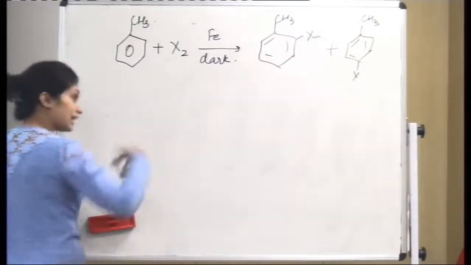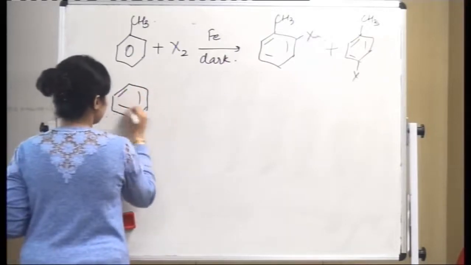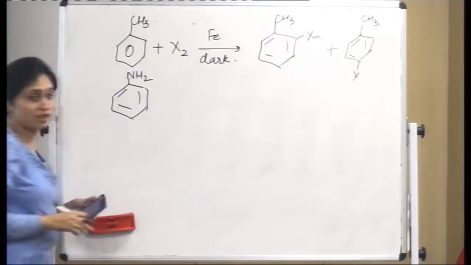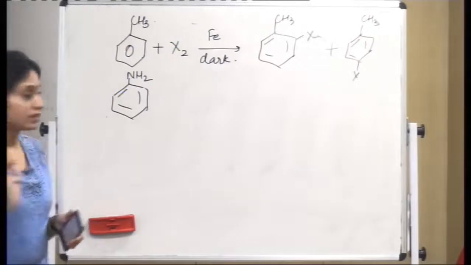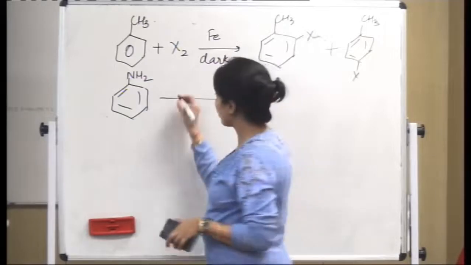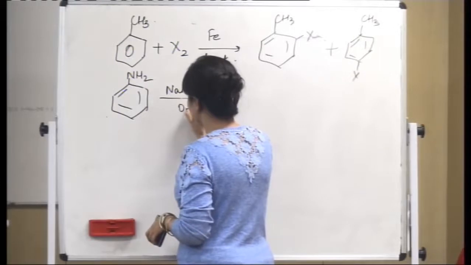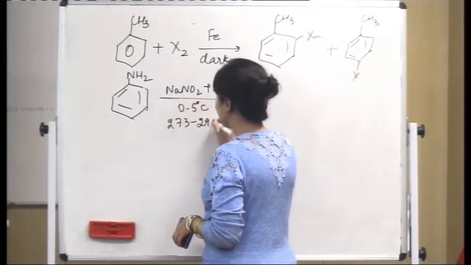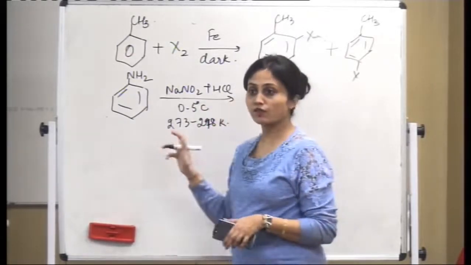Now if I want a haloarene directly, then in that case, the best method of preparation is from aniline. What is aniline? When you have NH2 on benzene. Okay, how? Here the best reaction is the diazotization reaction, where you add NaNO2 plus HCl at 0 to 5 degrees Celsius, or that is 273 to 278 Kelvin. 0 to 5 degrees Celsius.